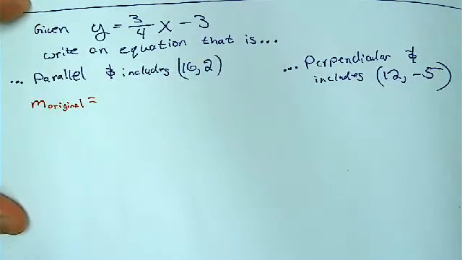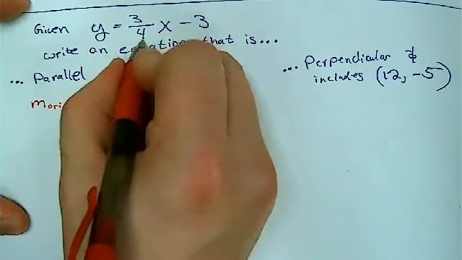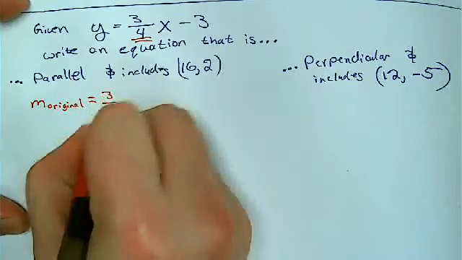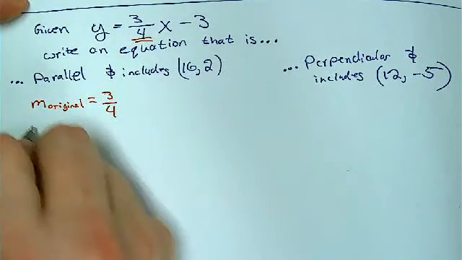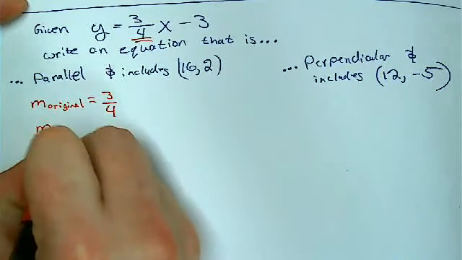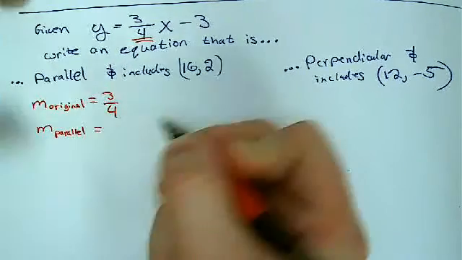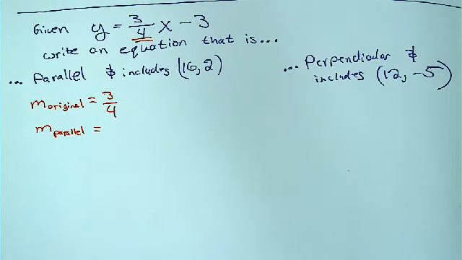what's the slope of it? 3/4. I just pull that number off, write that down. M original. Now if I talk about the slope parallel, M is original.